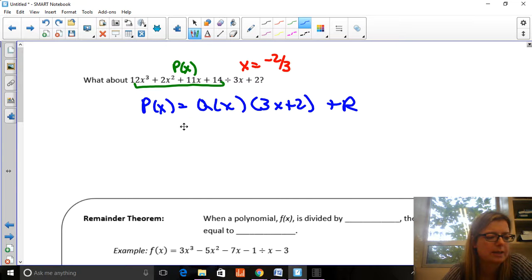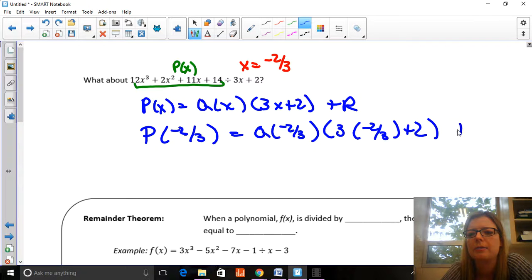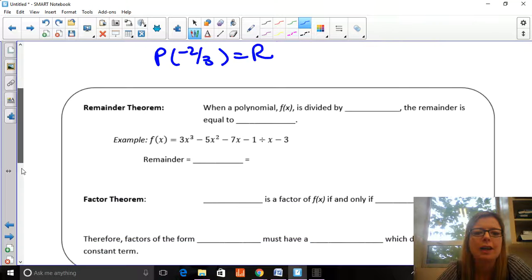So what happens when I put in minus 2/3? P at minus 2/3 gives me my quotient at minus 2/3, times 3 times minus 2/3 plus 2, plus my remainder. Well, again, this section goes to 0, so this whole front section goes to 0. So I get p at minus 2/3 is my remainder. Okay, so that's kind of exciting. So that means whatever the function is equal to when I put in negative 2/3, that's the same number as the remainder when I divide by that. Okay, so that leads us to the remainder theorem.